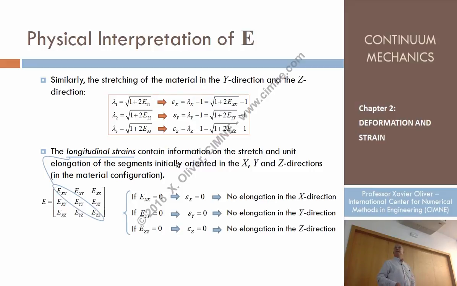Okay? That is why these strains are called longitudinal strains. In engineering language, we call them longitudinal strains because they inform of stretching in longitudinal directions in the axis. They are called longitudinal strains. Okay? Right? The strains, almost directly, just through these operations, are typically unit elongations. Okay?